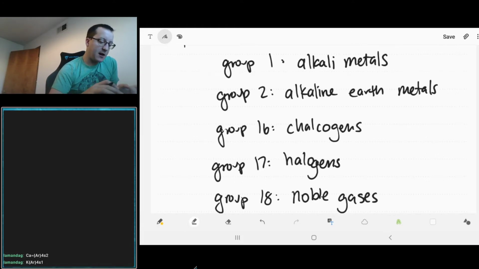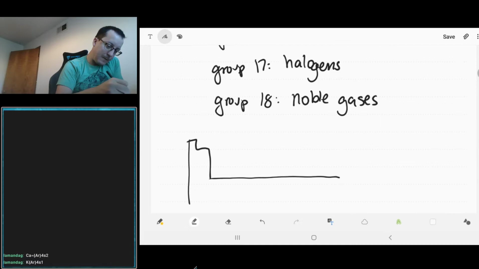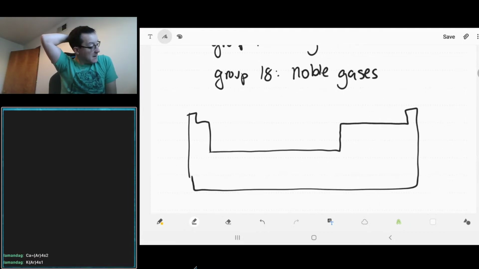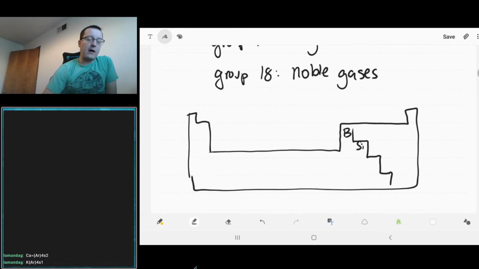Anything else? Yeah, let's talk about one last bit of the periodic table here. Periodic table, here it comes again. Where is boron up here? Then we have silicon, etc. Okay, here we go.